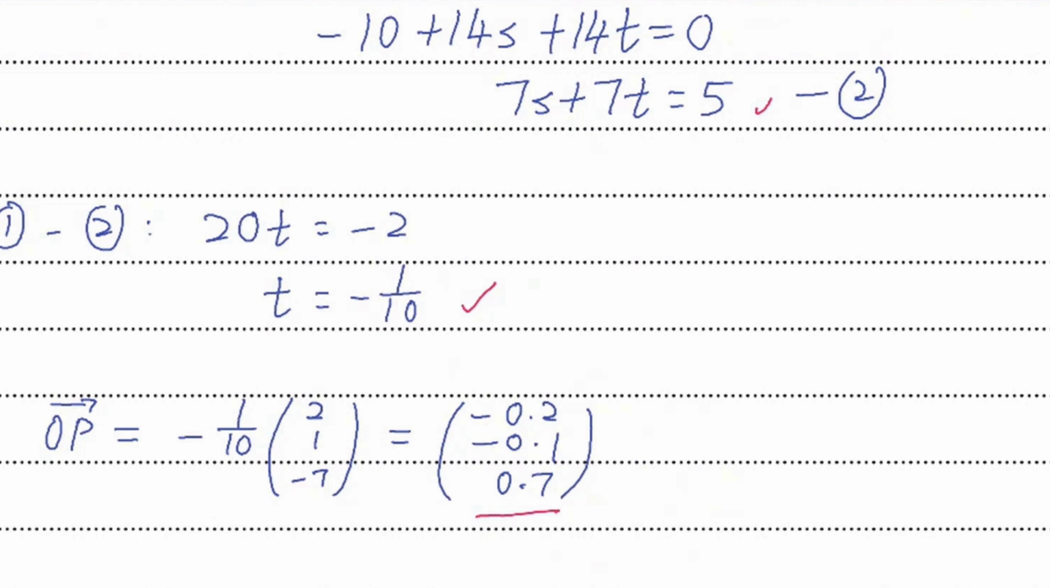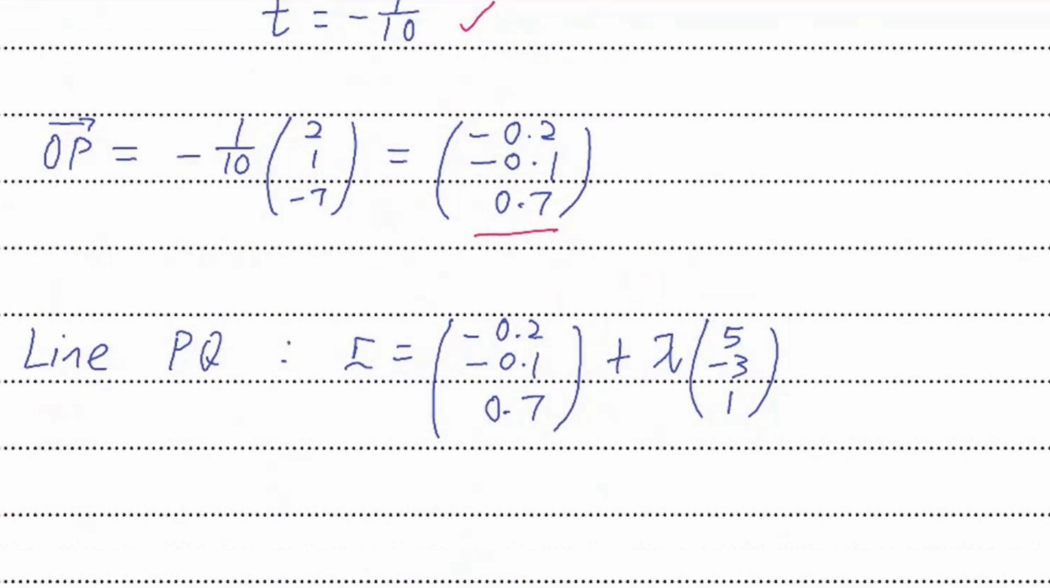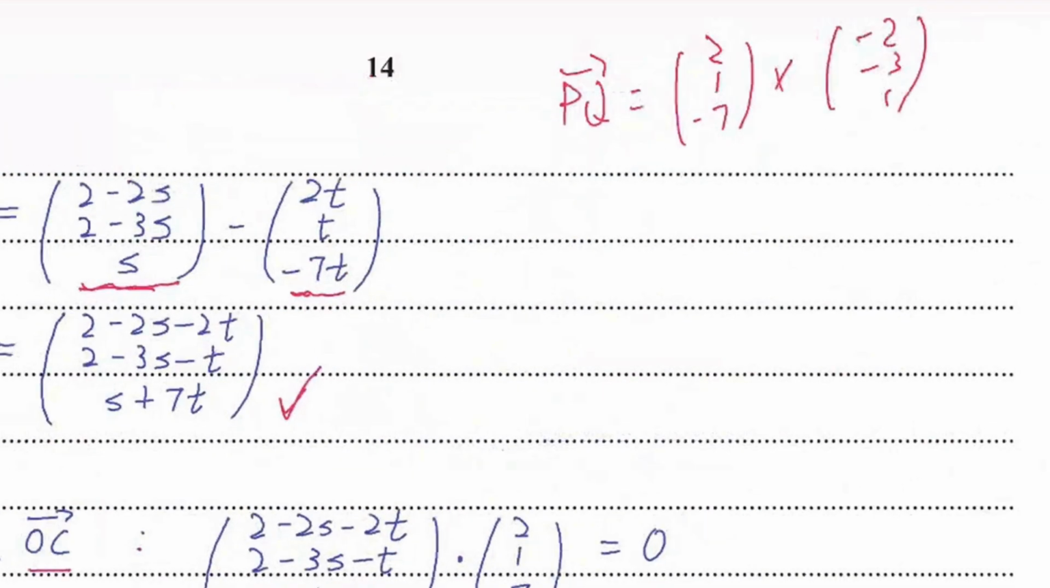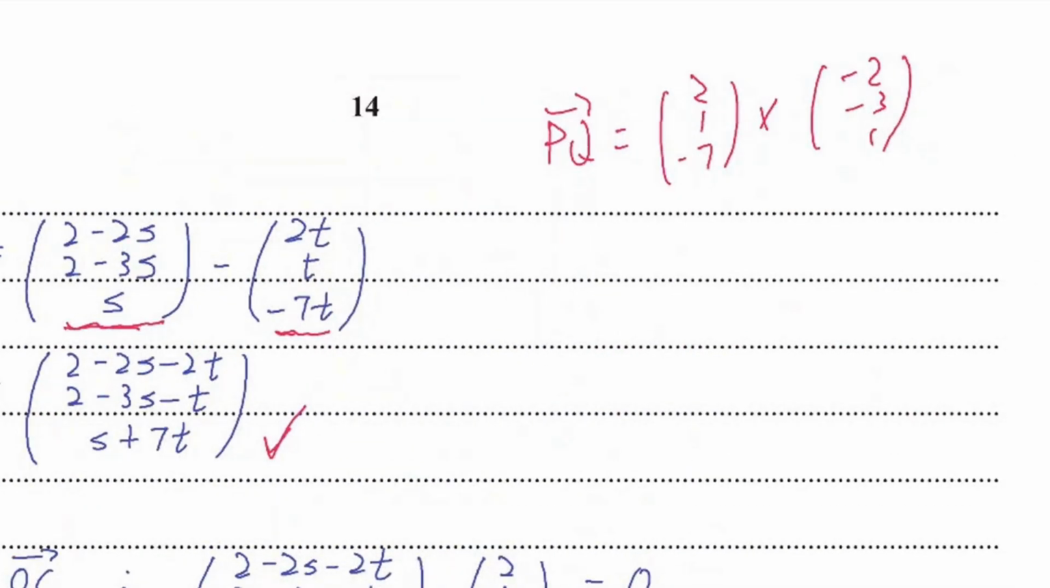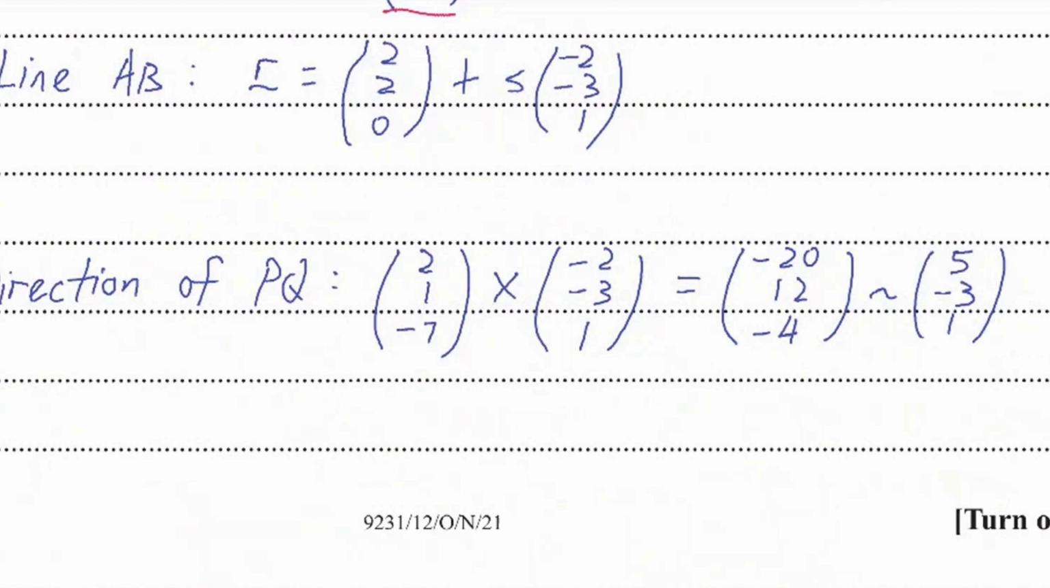After that, we know what line PQ is. The line PQ is given by this point, and the direction is 5, -3, 1. We can cross these two directions and get 5, -3, 1. I think I did the working here, yes. So 5, -3, 1.